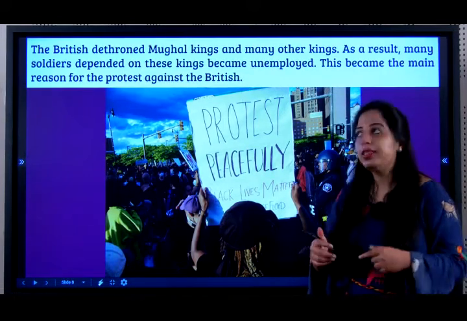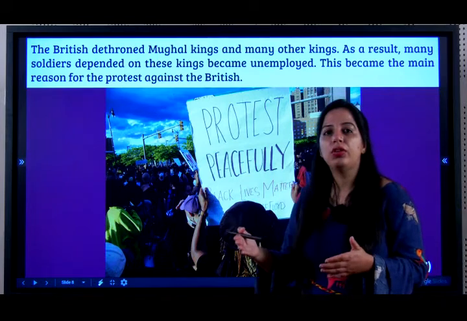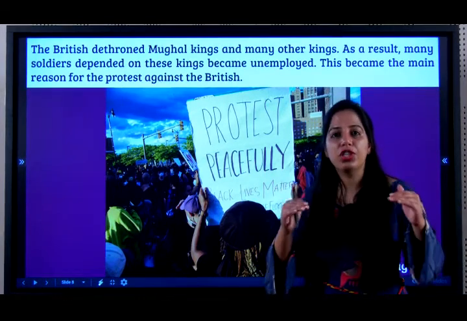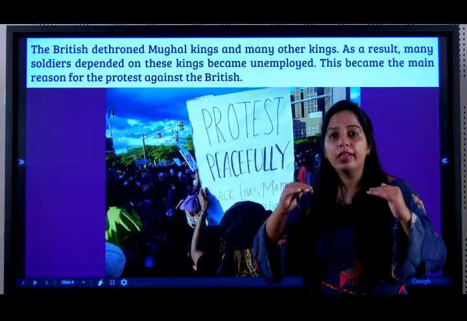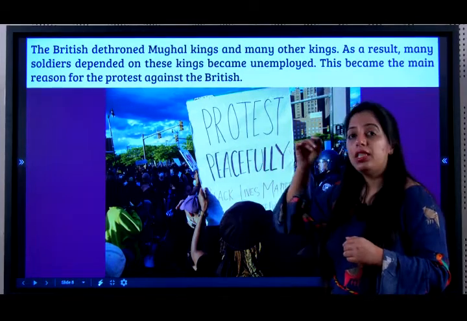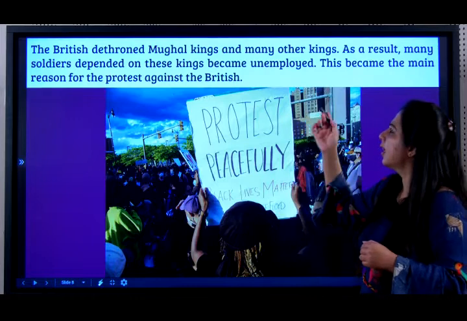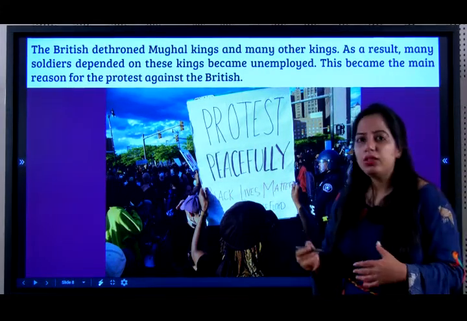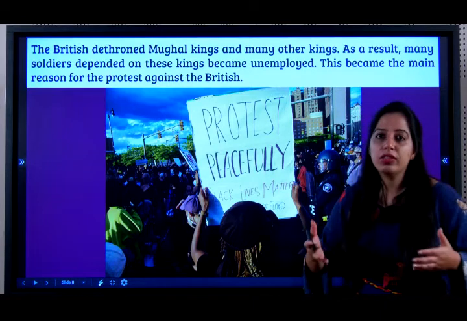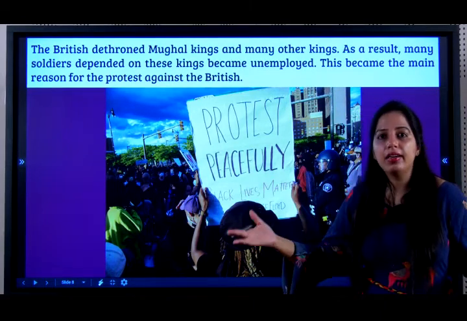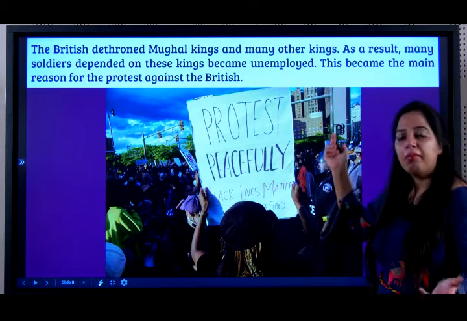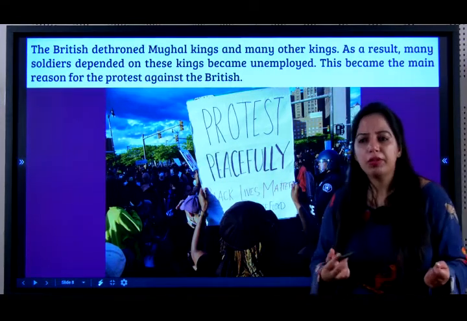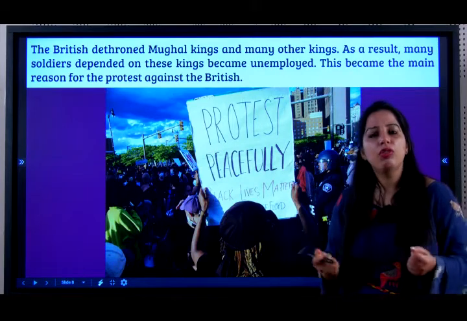The second political reason was that the British dethroned. Dethroned means removed them from the position of a ruler or a king. The British dethroned Mughal kings and many other kings. As a result, many soldiers became dependent. Now, soldiers used to work for this king in their army. Now, they became unemployed. So, this was also a reason for protest because now these soldiers have no job to do.